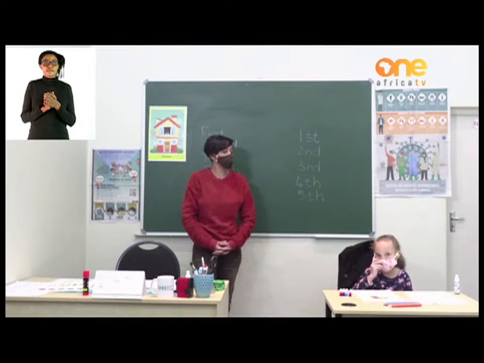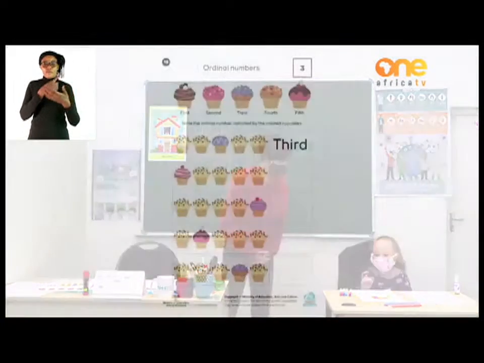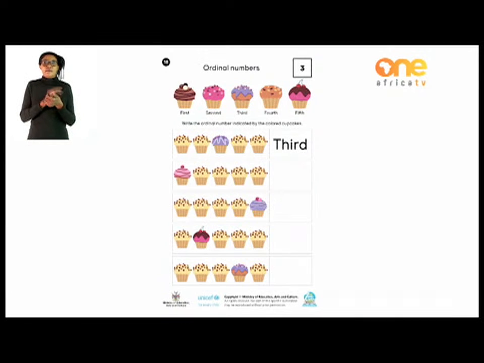Let's go over to page 18. Are we all on page 18? So, we will be busy with ordinal numbers. What are ordinal numbers? Ordinal numbers are the position where something is situated. Like, say for instance, when we stand in a line, then I ask, where is John standing? Is he first, second, or third in the line?